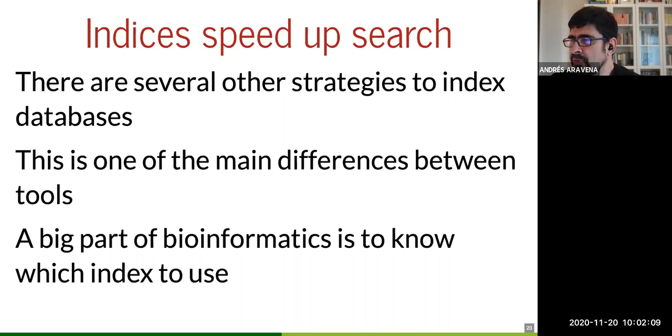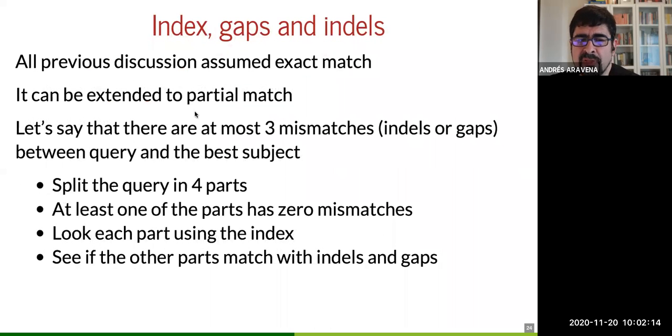The basic point is that all the discussion was assuming exact match. Remember Linda's question: what if we have the query inside the other word? In other words, what I understood of the question was, what if we are looking for a partial match, or a local alignment? Or what if we want to put gaps? So how do we extend this idea of perfect match to partial match?